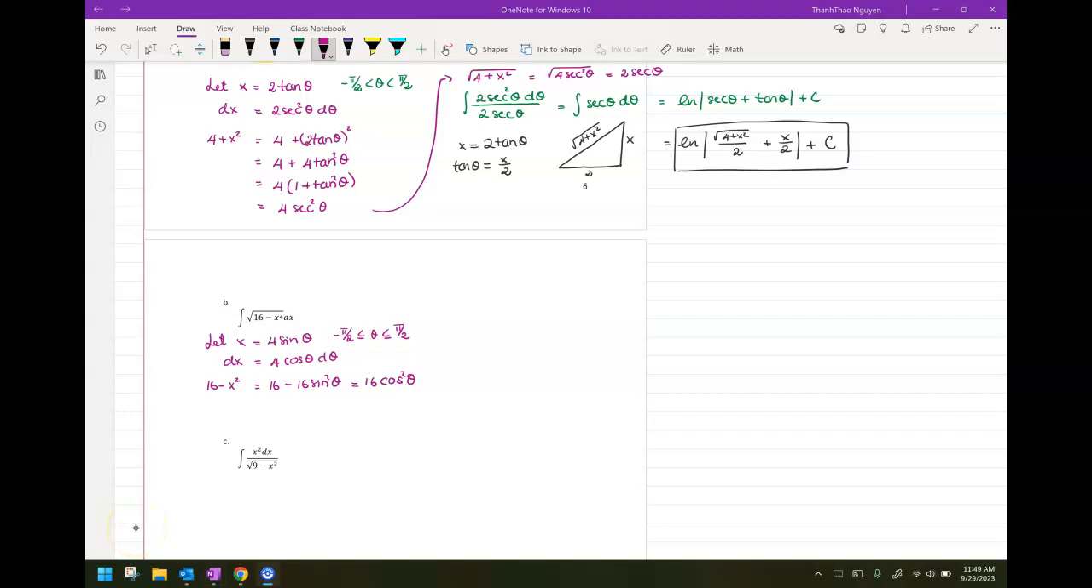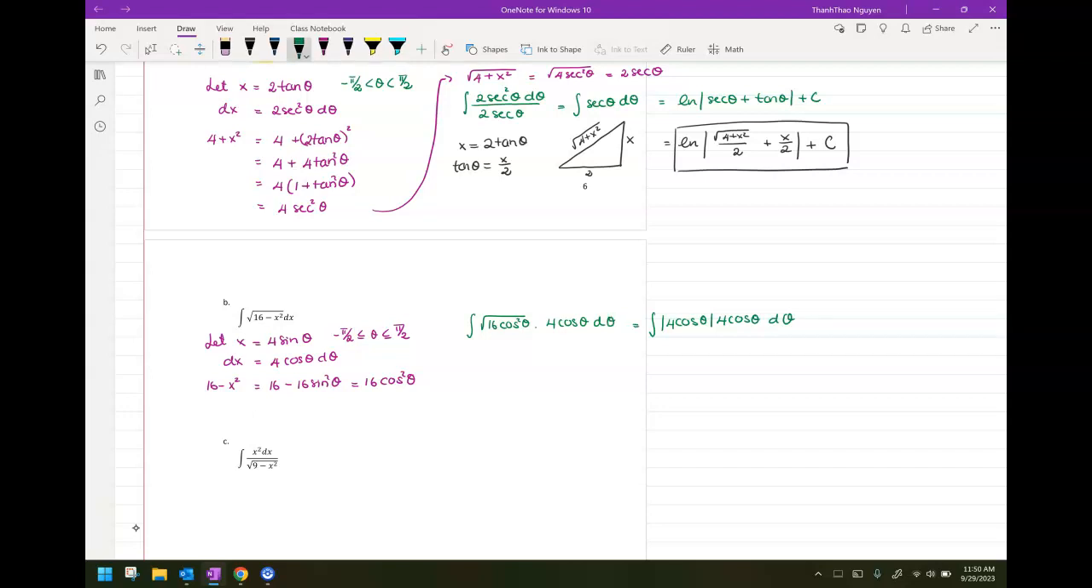Substitute all this into my integral. I have the integral of the square root of 16 cosine squared of theta times 4 cosine theta d theta. And then I will take the square root. I get the absolute value of 4 cosine of theta times 4 cosine of theta d theta.